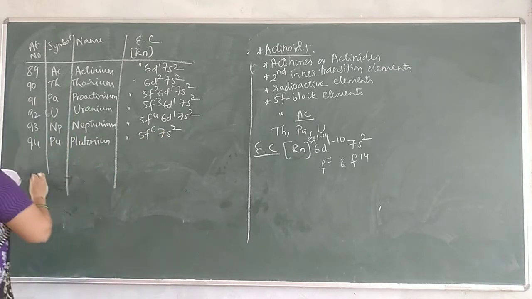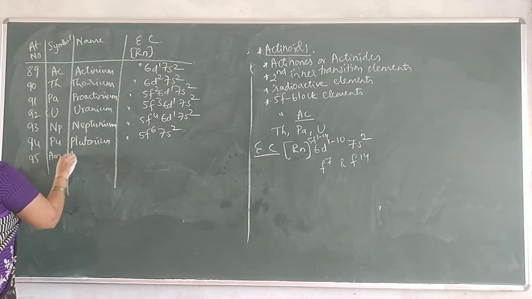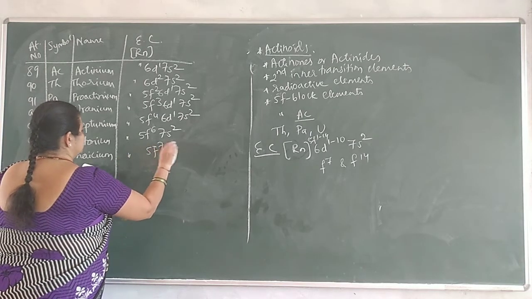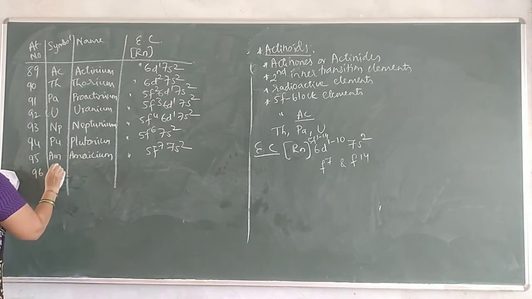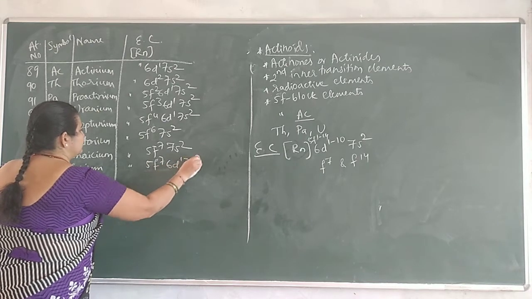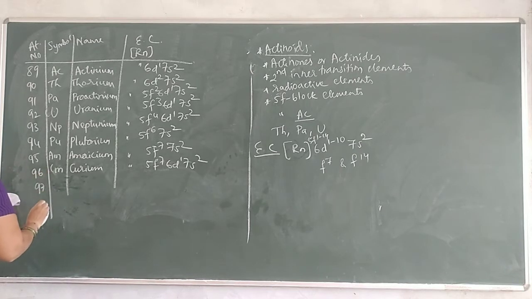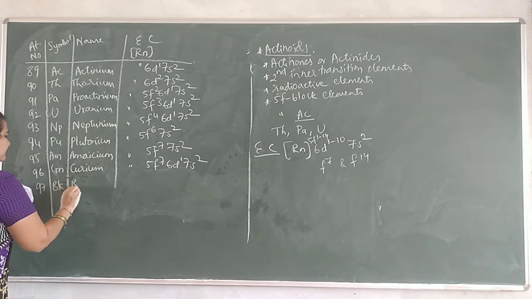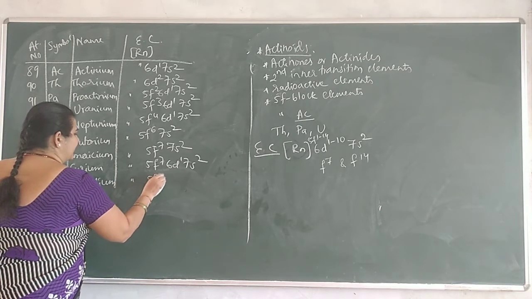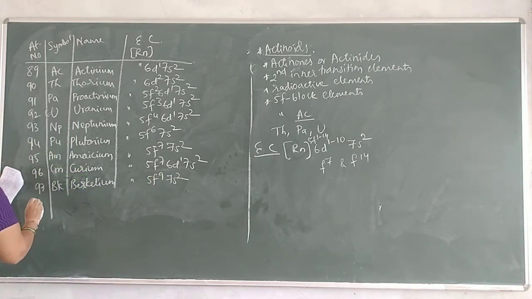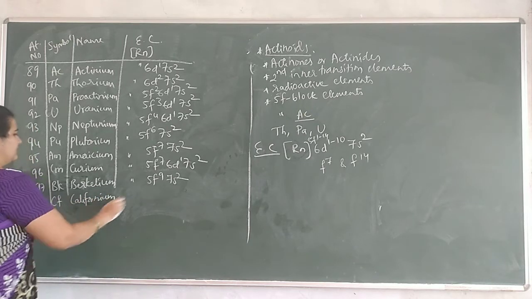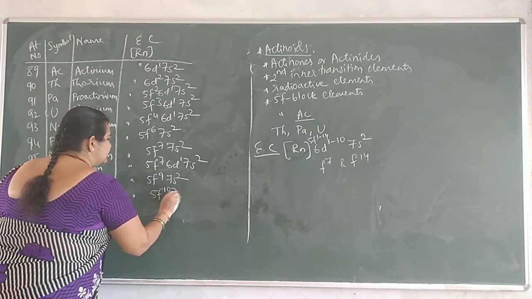5f6, 7s2. Next, 95 americium, 5f7, 7s2, then 96 curium, 5f7, 6d1, 7s2. 97 berkelium, 5f9, 7s2. Next, 98 Cf, californium, 5f10, 7s2.